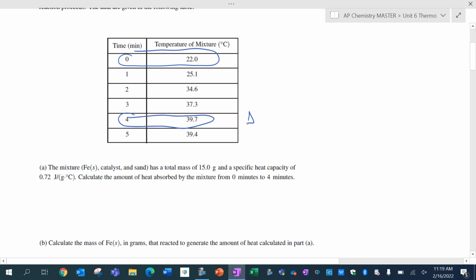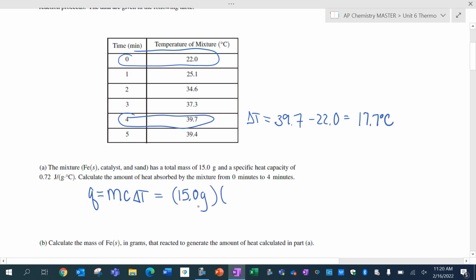We notice the temperature is changing, and we're going to take the final minus the initial temperature. It looks like our temperature increased by 17.7 degrees Celsius. If I know a temperature change and a mass, this sounds like a job for q equals mc delta T. We know the total mass of our sample is 15 grams. The specific heat of the sample is given, it's 0.72.